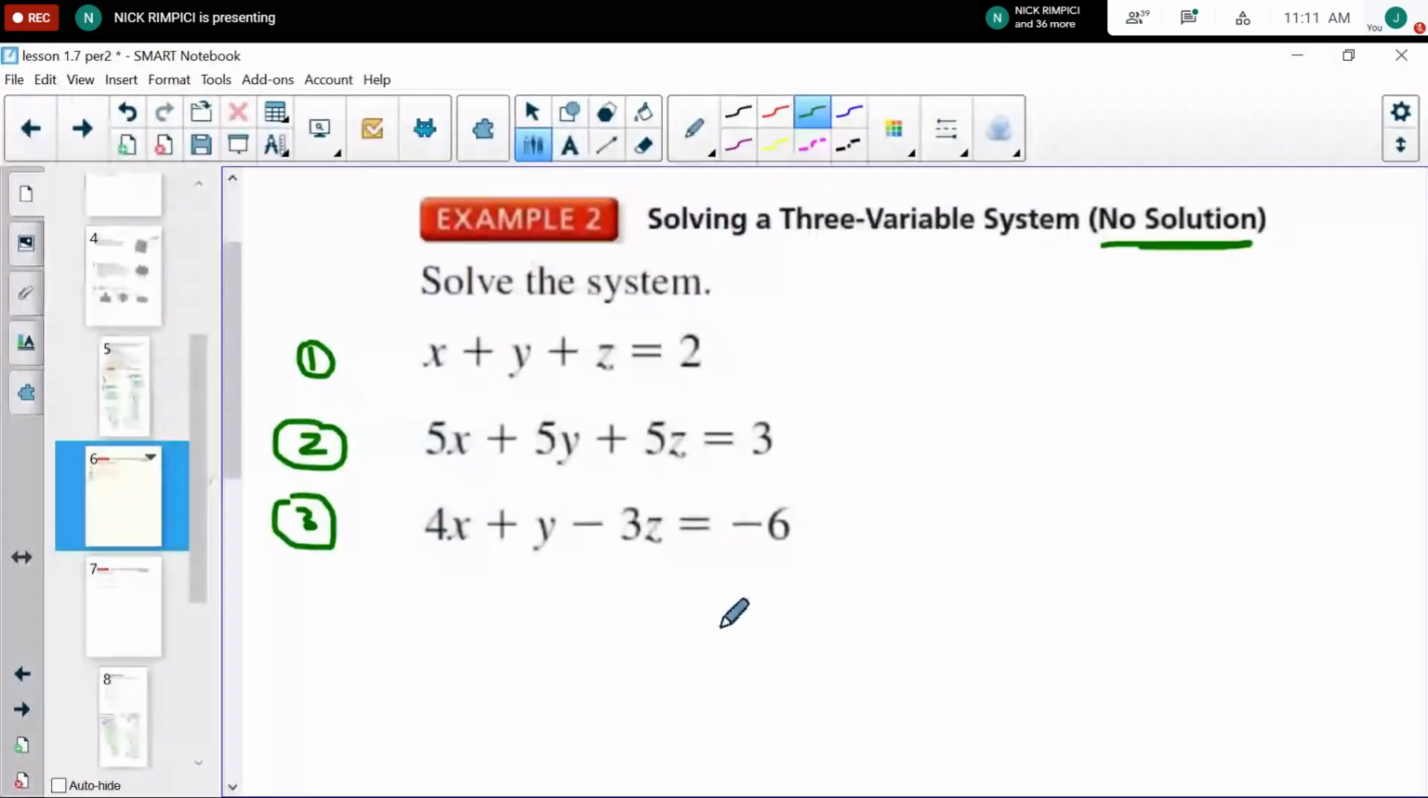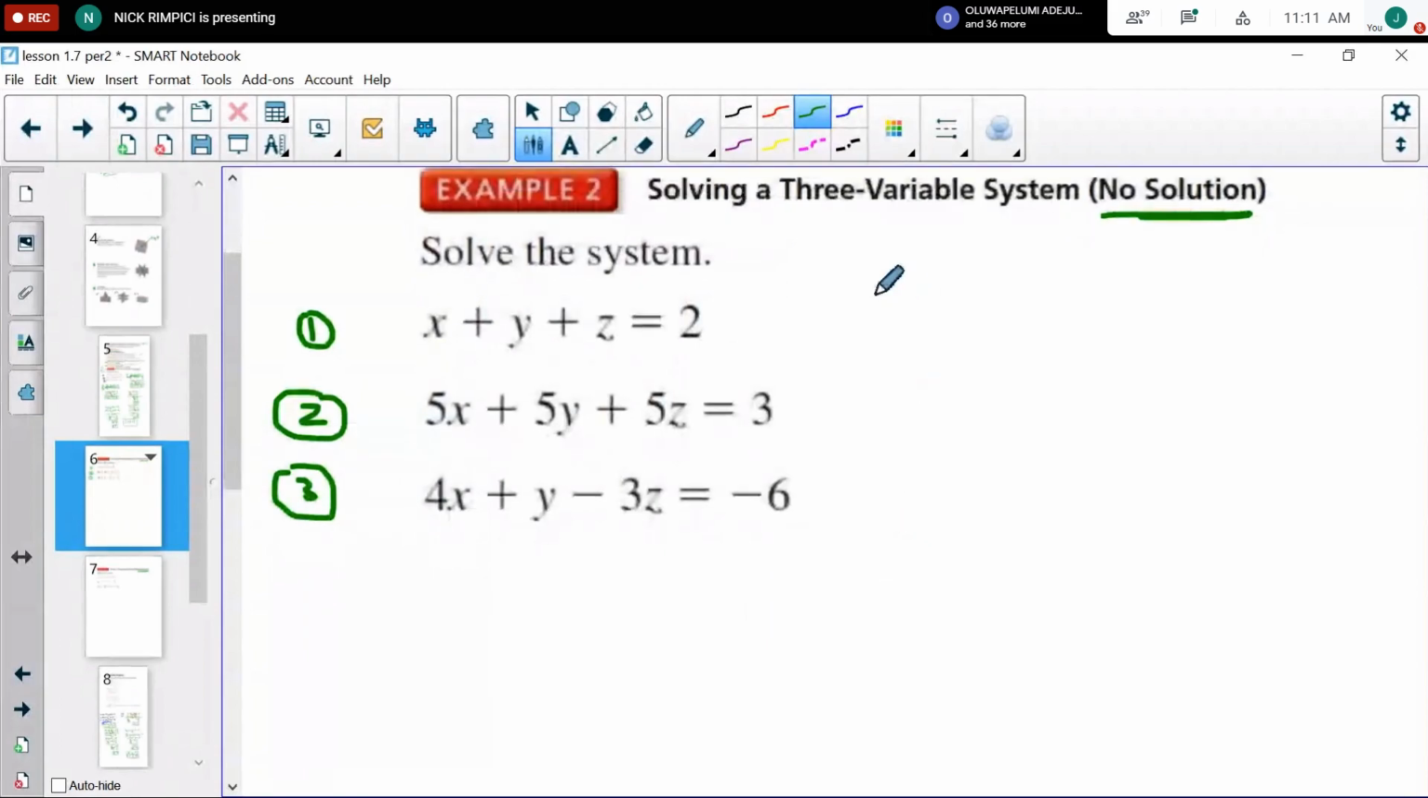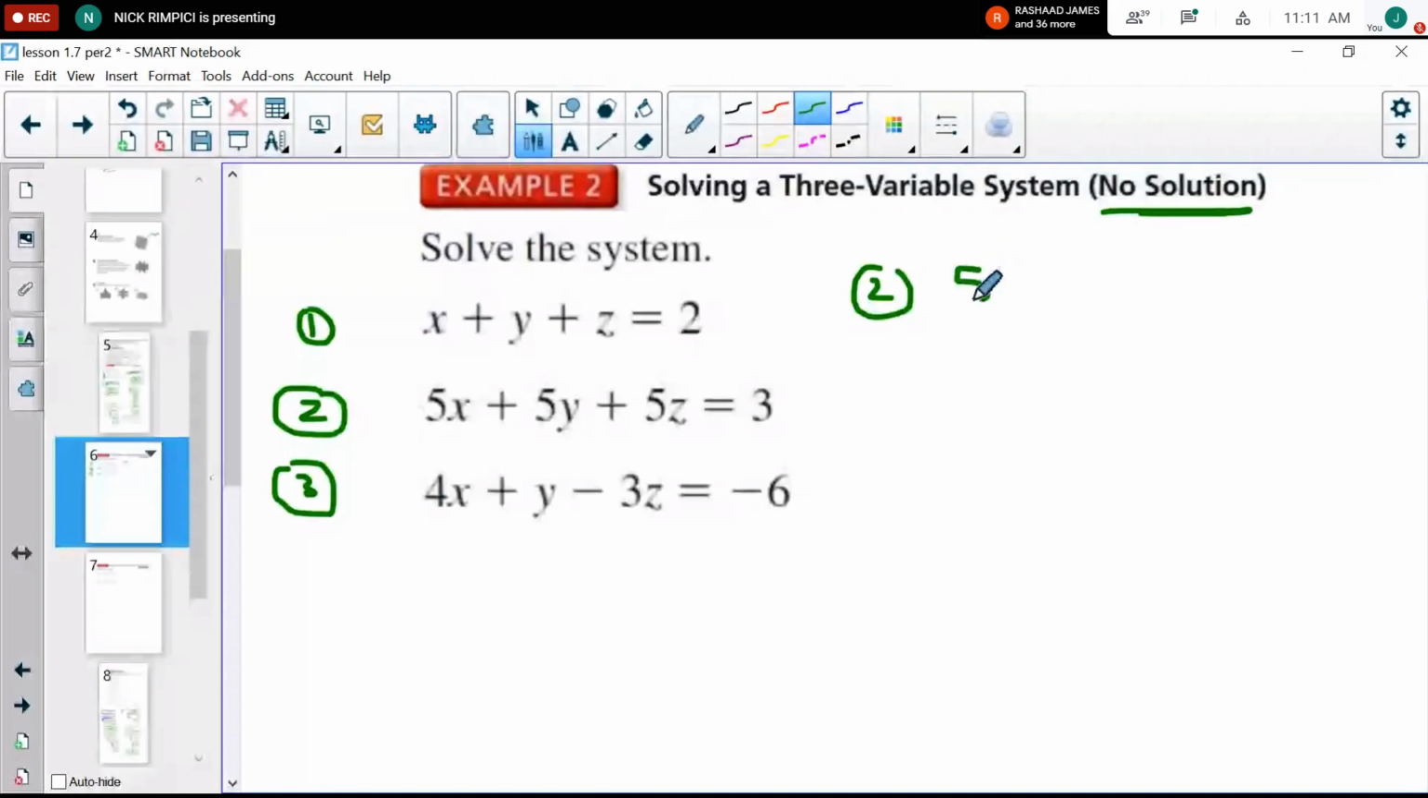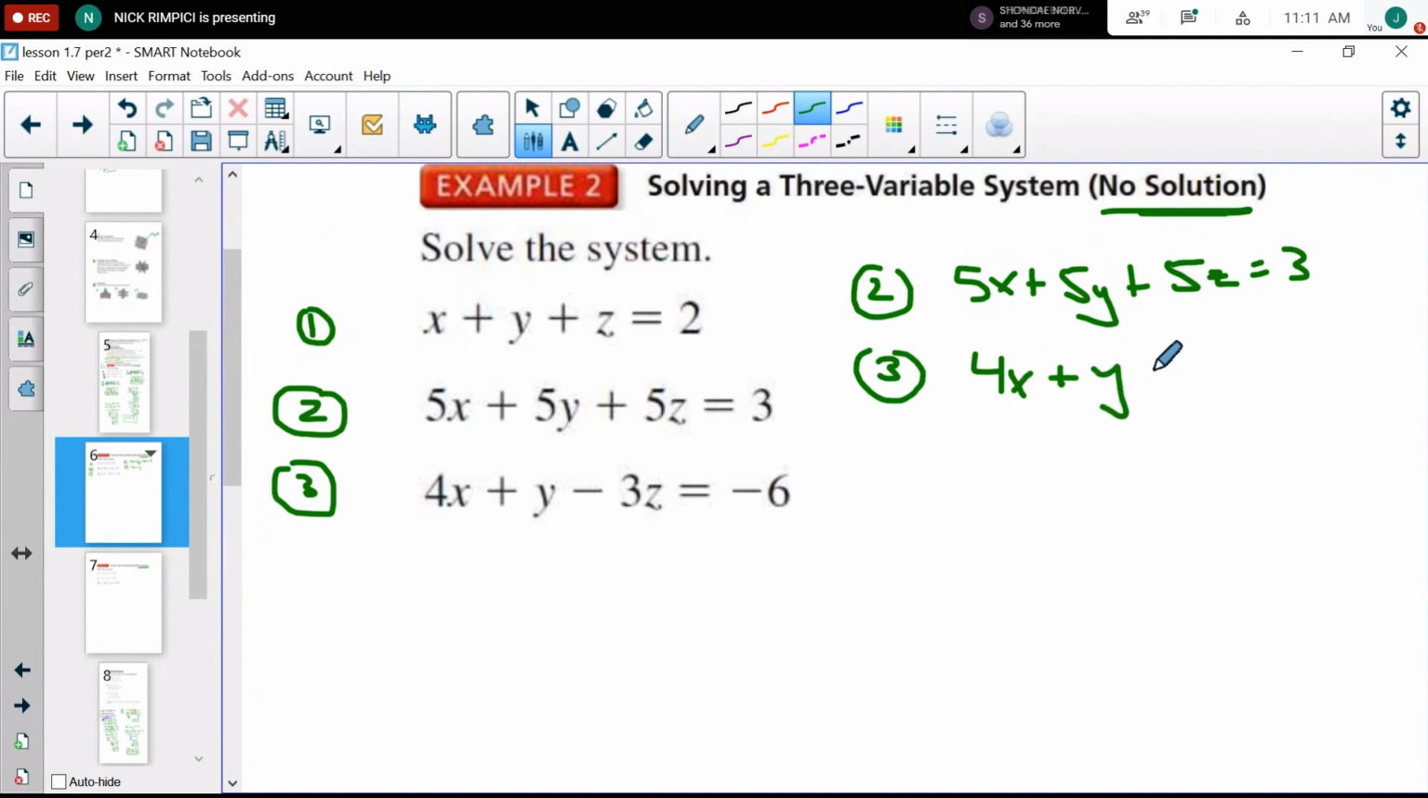2 and 3? Okay. So if we look at 2 and 3, 2 is 5x plus 5y plus 5z equals 3. And 3 is 4x plus y minus 3z equals -6. So this choice is not going to give us any cancellation immediately. If I add 4x and 5x, that would be 9x, no cancellation. 5y and 1y, there's an invisible 1 there, no cancellation. And 5z and -3z is no cancellation either. So adding these together provides me with no cancellation. However, I could still work it out.